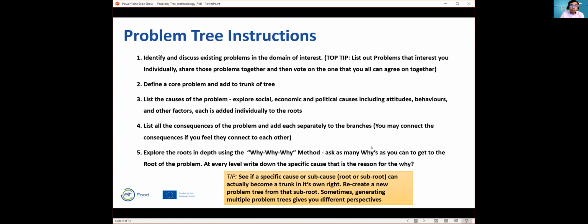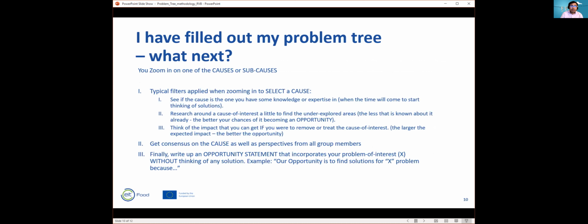And this is the strength of this method. So once you've done that, you've filled out your problem tree, you've got it all mapped out nicely in front of you, and then you get the question, what next? And of course, what next is you want to zoom in and find the one problem that you're interested in.